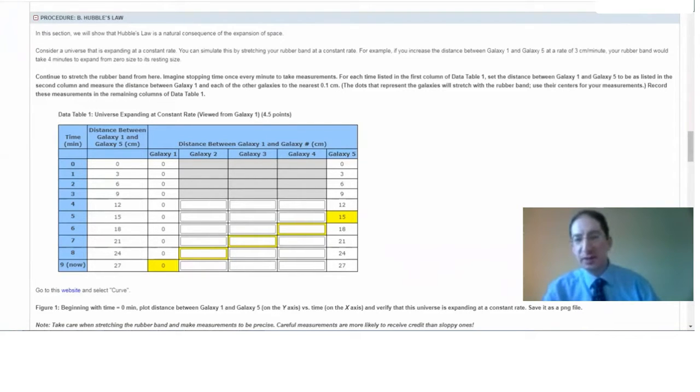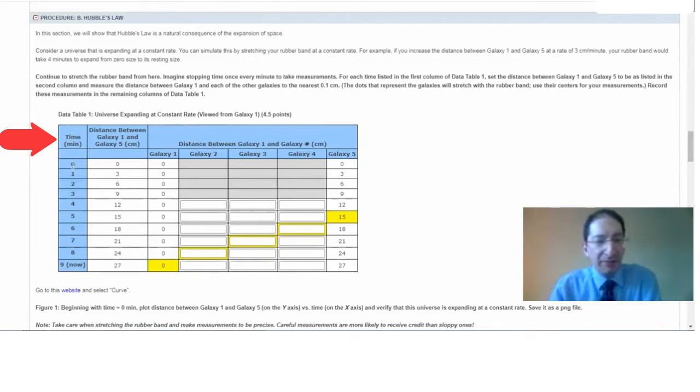So in this section, we're going to simulate a universe that's expanding at a constant rate. And that rate will be measured by the distance between galaxy 1 and galaxy 5. In this particular example, this distance is going to increase 3 centimeters every minute. Now in this lab, you'll have godlike powers. You'll be able to halt time, carry out your measurements, and then jump to the next time and carry out your measurements. So let's take a look at this table.